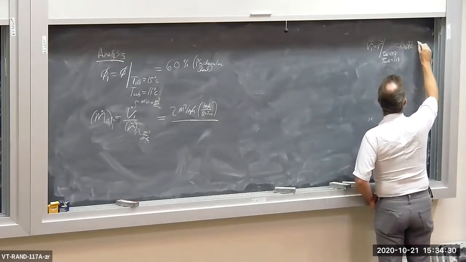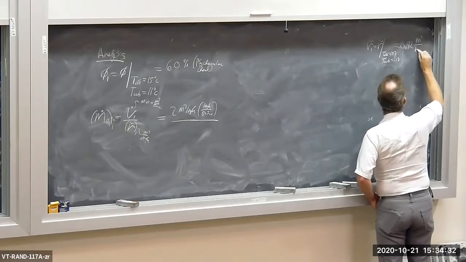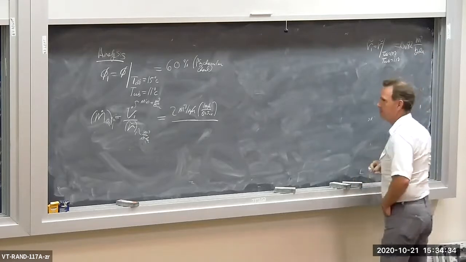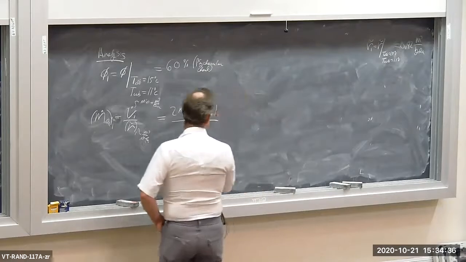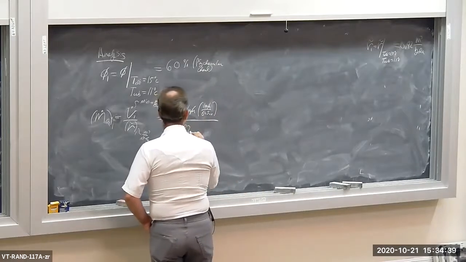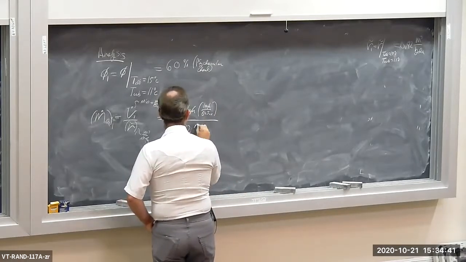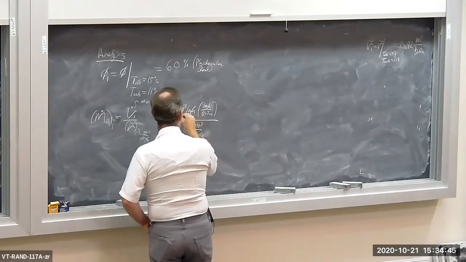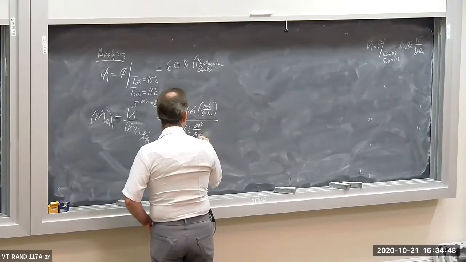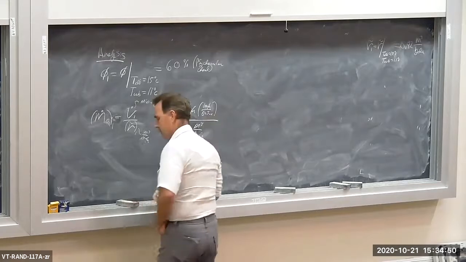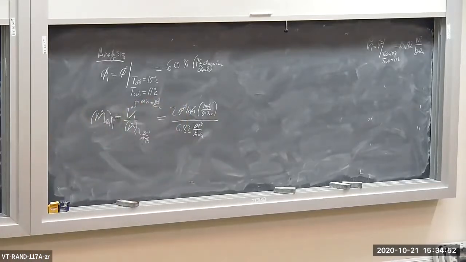0.82, and that's going to be cubic meters per kilogram of dry air. Well, the cubic meters canceled out, and I get kilograms of dry air per second. So my m dot dry air is 0.041 kilograms of dry air per second.